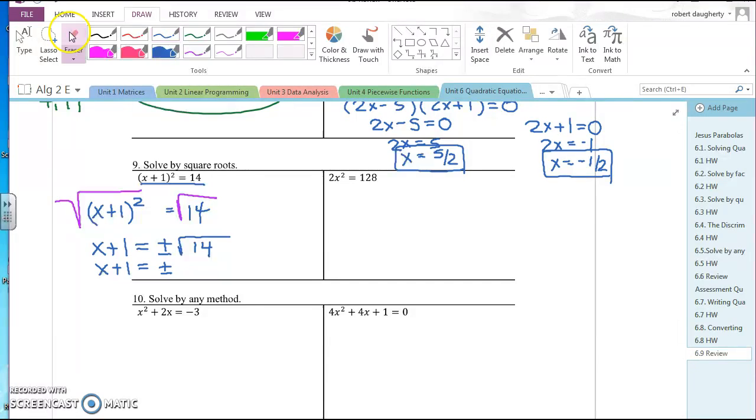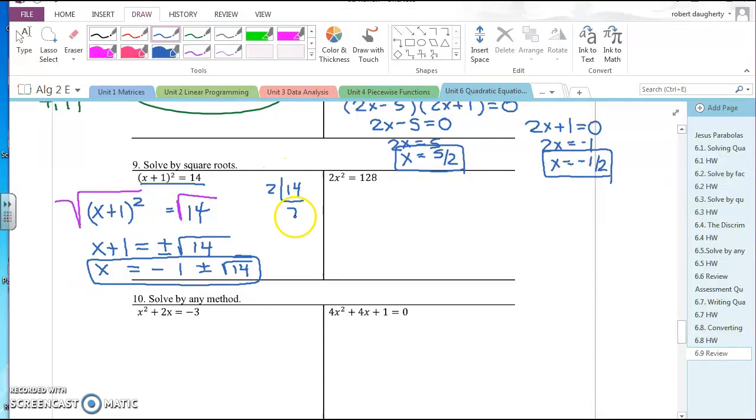Let me back up then. So now I'm just going to solve for x. So I'm going to have x equal negative 1 plus or minus square root of 14. And that's as far as I can go. If that had been square root of 8, then you can write that as 2 times 4, and you can take the 4 outside of the square root. But that's as far as I go with that one. And the way you can tell is 14, when you divide 14 by 2, you get 7. Both of those are prime numbers. I can't take the square root of either of those. They're both irrational.